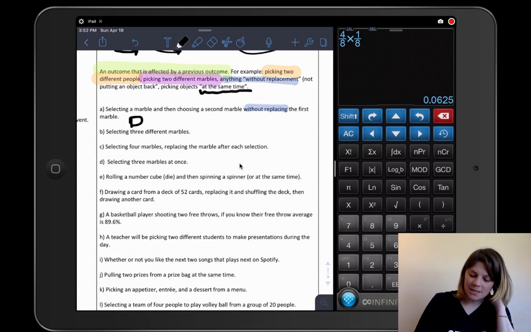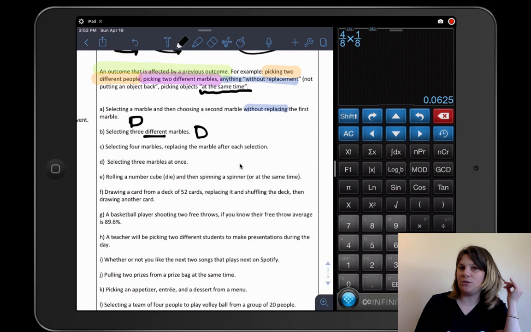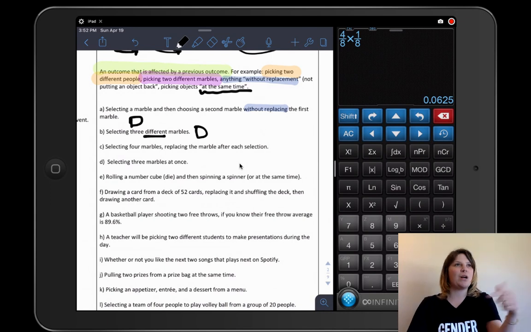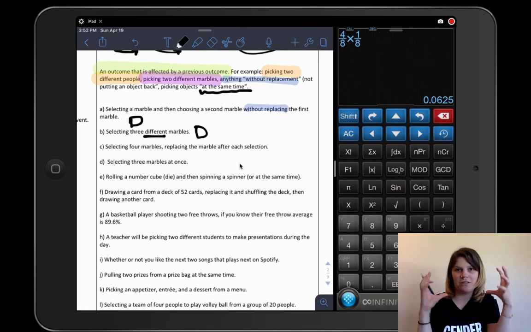Selecting 3 different marbles. Dependent, because you cannot pick the same marble over and again. You have to take that marble out and set it aside to make sure that you don't pick it. And that means that you're changing what your bag of marbles looks like. So that changes your denominator. So it's a dependent situation. Dependent, different, denominator.